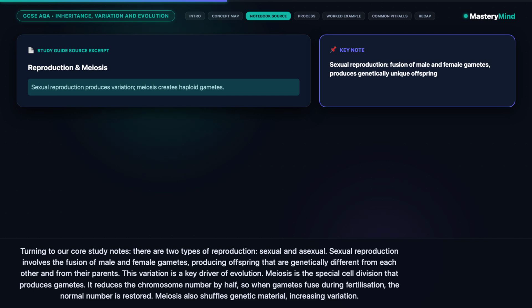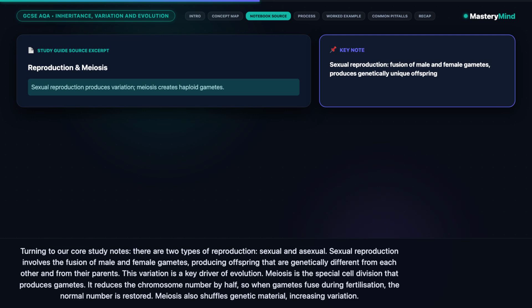Meiosis is the special cell division that produces gametes. It reduces the chromosome number by half, so when gametes fuse during fertilization, the normal number is restored. Meiosis also shuffles genetic material, increasing variation.